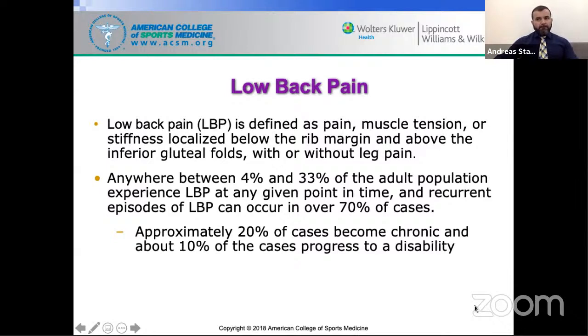We'll talk about localized, centralized, and all of this in a little bit. Huge range from 4 to 33% of the total population, so it may go up to 1/3 of us experiencing LBP at any point of time, and you can see that 70% of the cases may happen again. 20% of the cases, so 1 out of 5, are chronic, so for more than 3 months, and 10% of them, 1 out of 10, may cause disability.